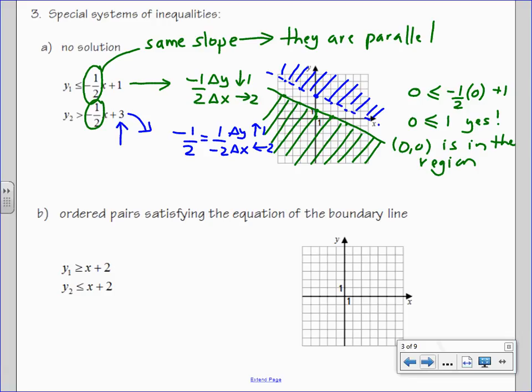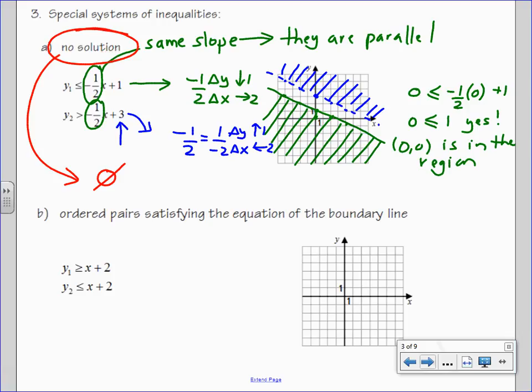So when is it that the blue region and the green region meet? So you see there's no overlap, that's why we say there's no solution. You can also write it like this, which means that there's no place where they're going to meet.